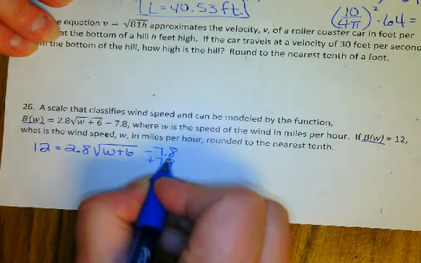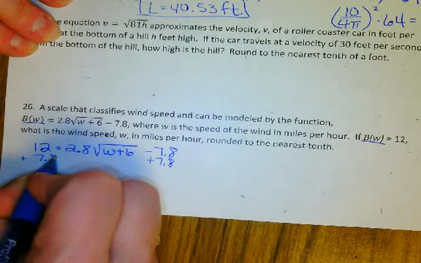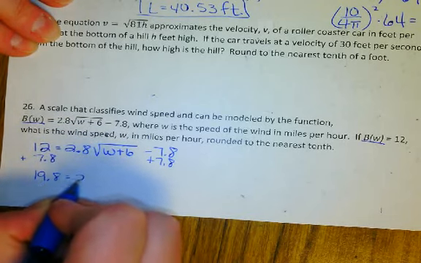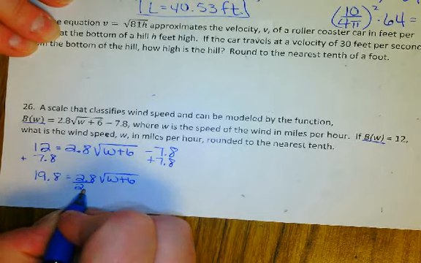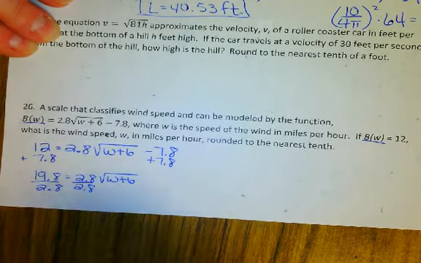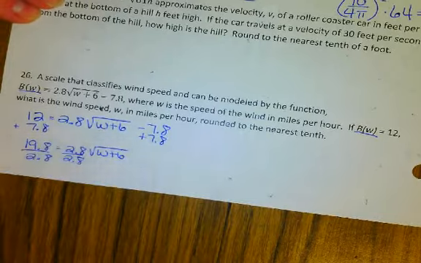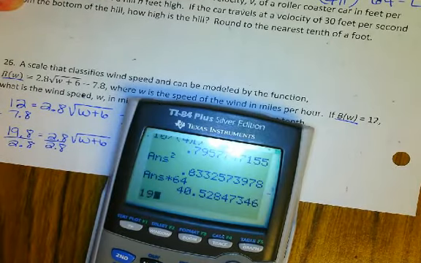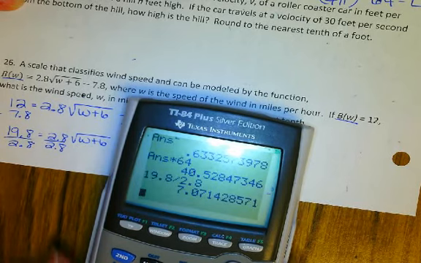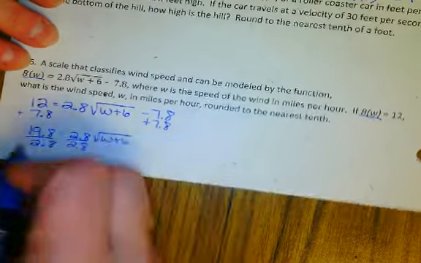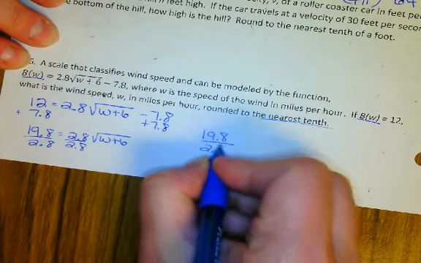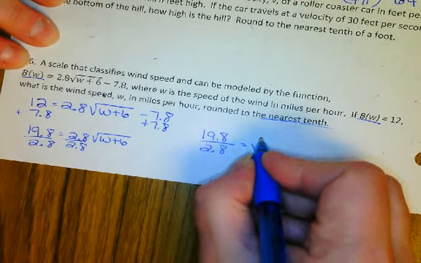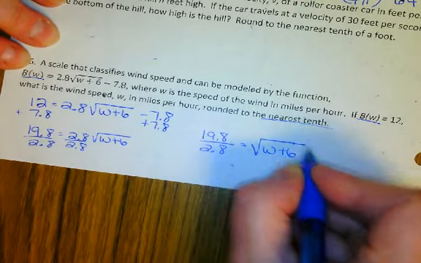All right, so I'm going to add that to both sides. So that gives you 19.8 equals 2.8 times the square root of W plus 6. Then I'm going to divide by that. Alright, so I think I'm going to get a weird number here, but let me just double check. Yeah, so I'm going to get a strange number there. So I'm not going to quite do anything yet because I'm going to have to round it, and I don't want to mess up my rounding. So here I'll have 19.8 over 2.8 equals the square root of W plus 6.